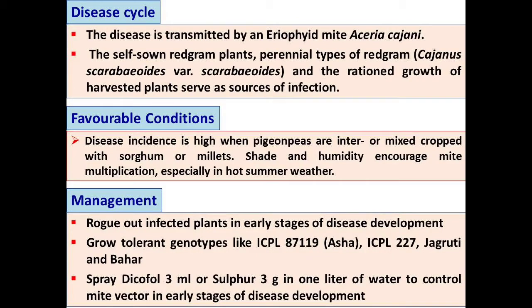Similarly, we can also grow tolerant genotypes like ICPL 87, ICPL 227, Jagruti and Bahar. Such tolerant varieties we can use for cultivation purposes.